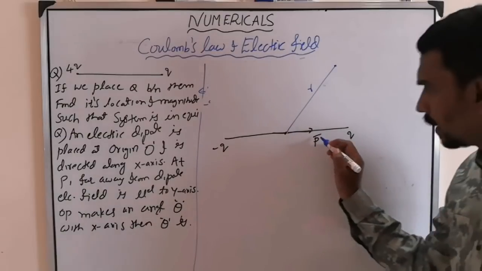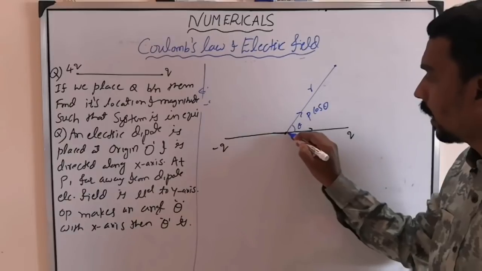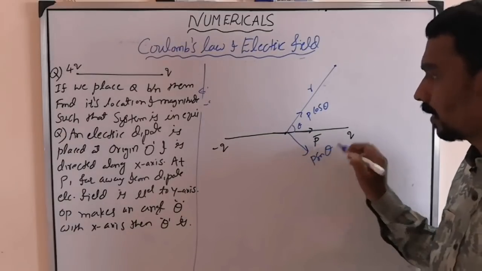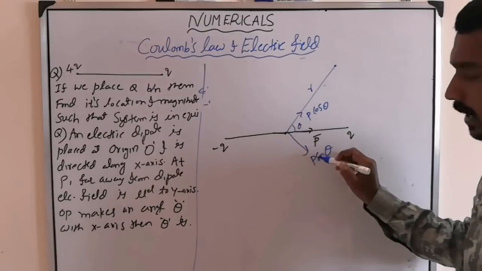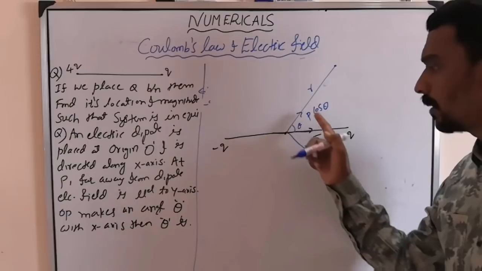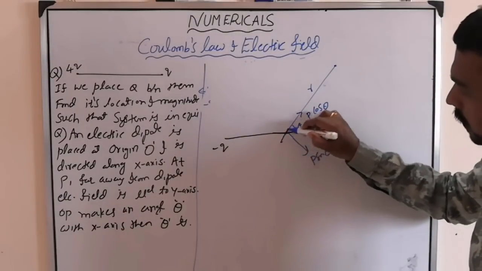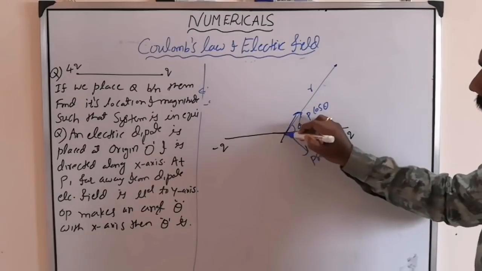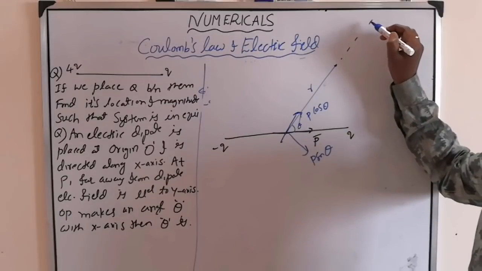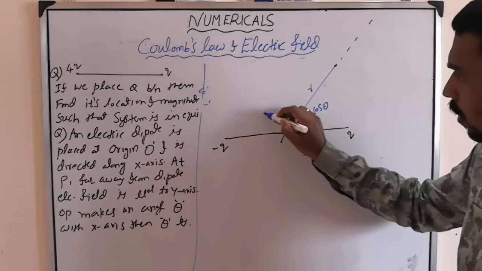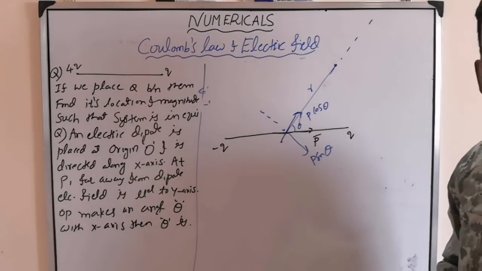Here we have divided the dipole moment into components. This is P cos theta and this is P sin theta. Now P cos theta is one dipole, P sin theta is another dipole. One dipole I divided into two parts. Why? Because if you consider this dipole, the point is on the axial line, meaning along the dipole moment. And if you consider this other dipole, the point is on the perpendicular line, nothing but the equatorial line.